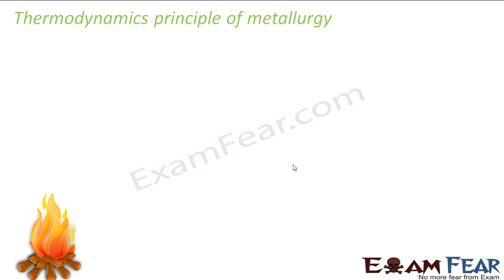Let's now understand how thermodynamics helps us in the process of metallurgy. A very important equation is delta G equals delta H minus T delta S. In this, delta G will tell you if a reaction is feasible or not. That we come to know from delta G. If it is negative, it is feasible.